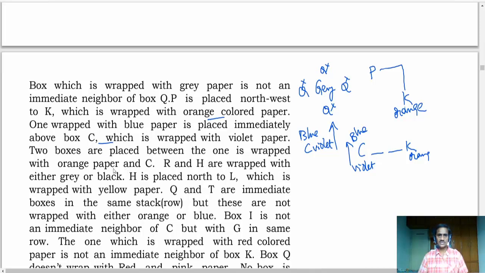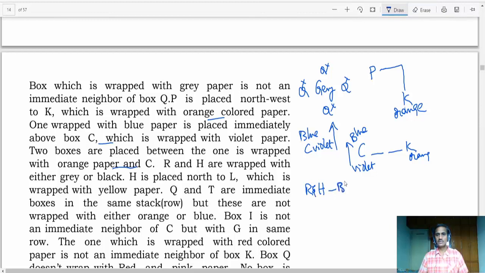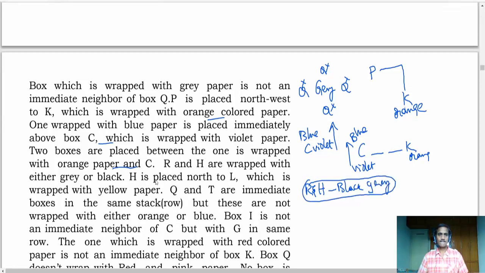Orange is nothing but K. R and H are wrapped with either black or gray. What is the other thing here? Gray and black. These two are gray and black in any order. R and H, gray or black in any order.